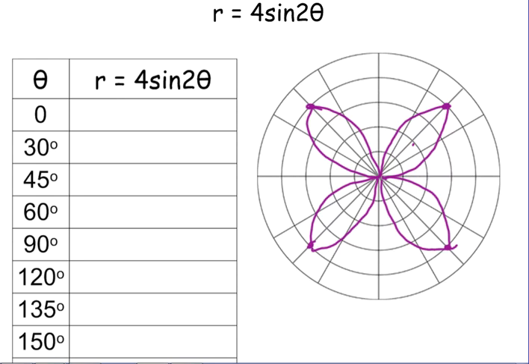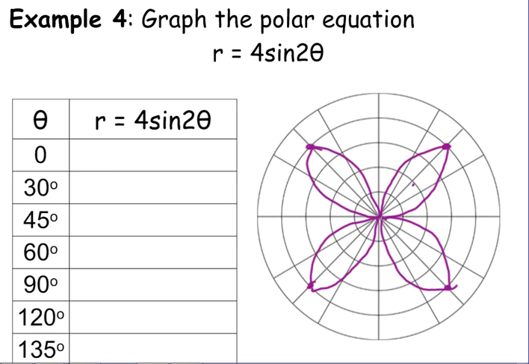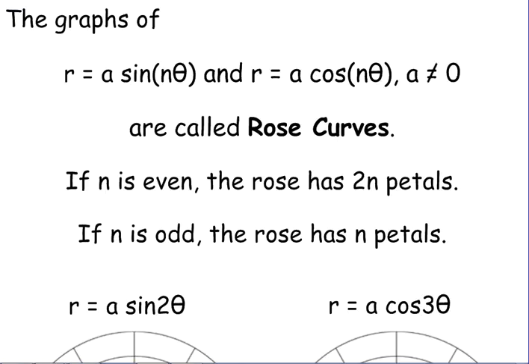Okay, so most of you said that it does look like a flower, and we call these rose curves. They're called rose curves. I know it doesn't really look like a rose, but anyways. When you have a multiple with the theta, that is going to create a rose curve.